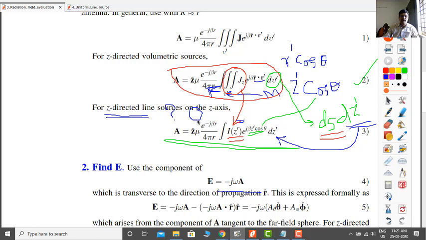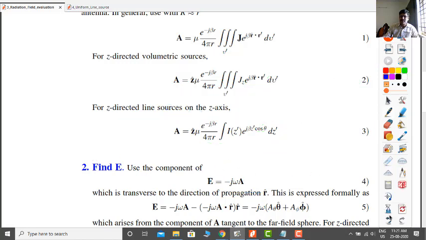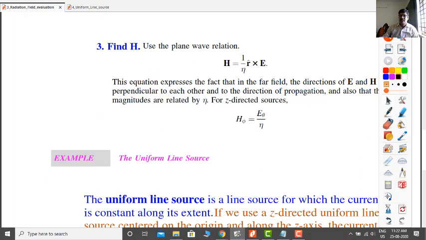And in the second step, after computing the electric field, we have to compute the magnetic field. For the magnetic field, this is the formula we can use: H equals 1 by eta, r cap cross E. And remember one thing about the bold printing. Here the bold printing refers to vector quantities. These all refer to vector quantities. And anything in italic print normally refers to a scalar quantity.